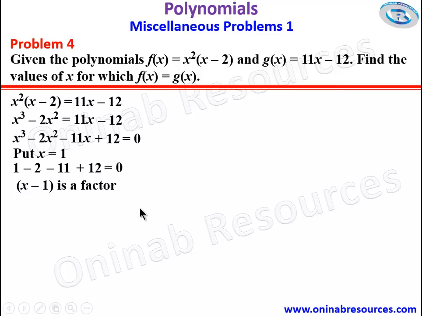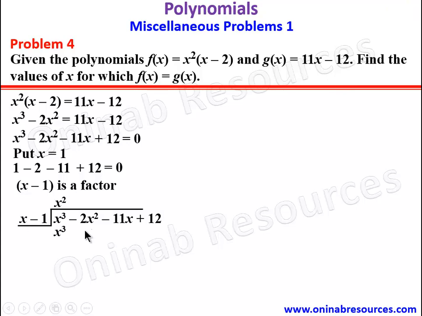So we go on long division. So we have x cubed minus 2x squared minus 11x plus 12 divided by x minus 1. x cubed divided by x is x squared. So x squared times x gives x cubed. x squared times negative 1 gives minus x squared. We then subtract this minus this gives 0. Minus 2x squared plus x squared, since minus times minus gives plus, that will give us a minus x squared.